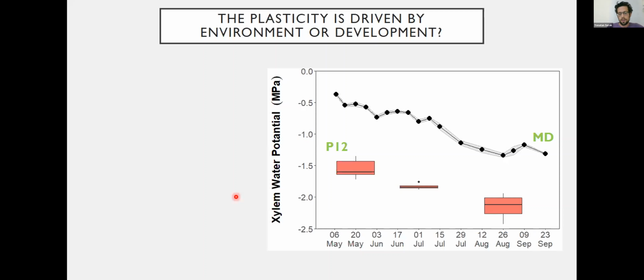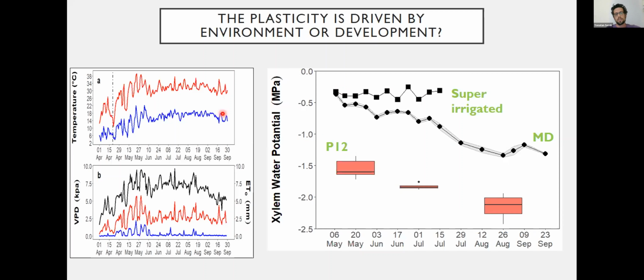Also, until now, in our data and in Charrier's, we don't really know for sure if the decrease in the vulnerability curve throughout the season is because of an environmental factor, the drought stress, or development. So therefore, we had the second treatment, the super irrigated treatment. This is the midday stem water potential. And also we had the meteorological data from this vineyard.